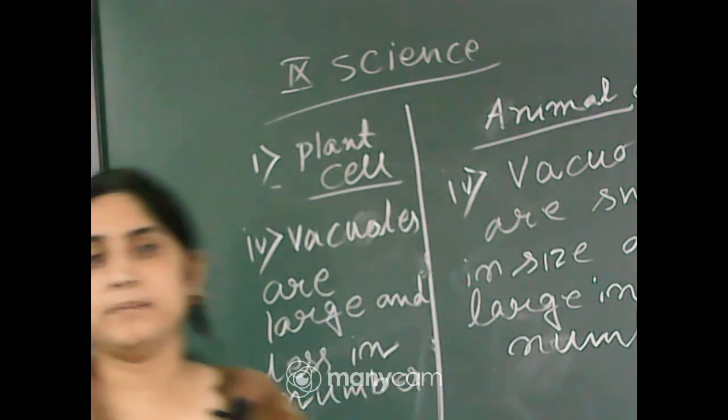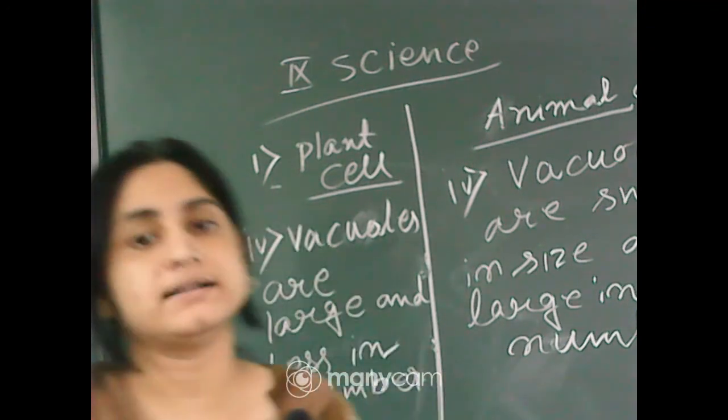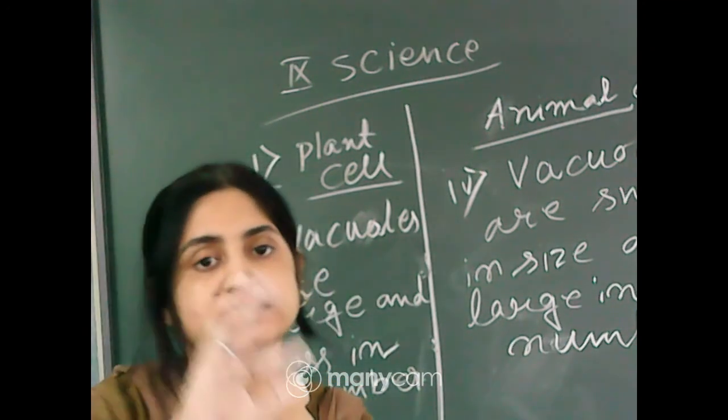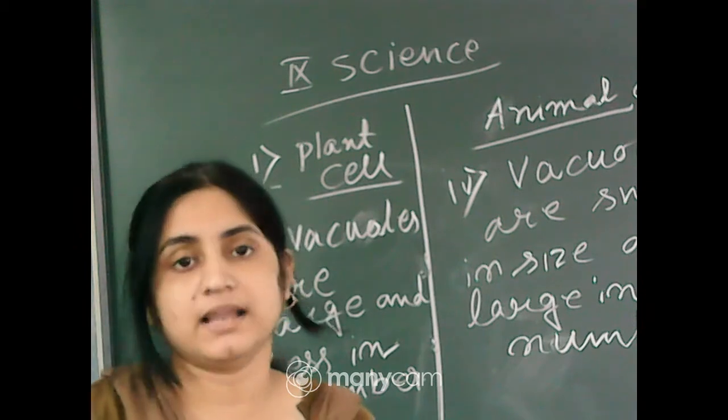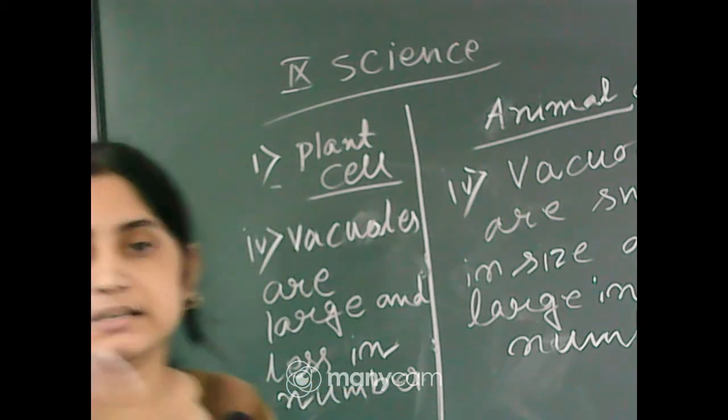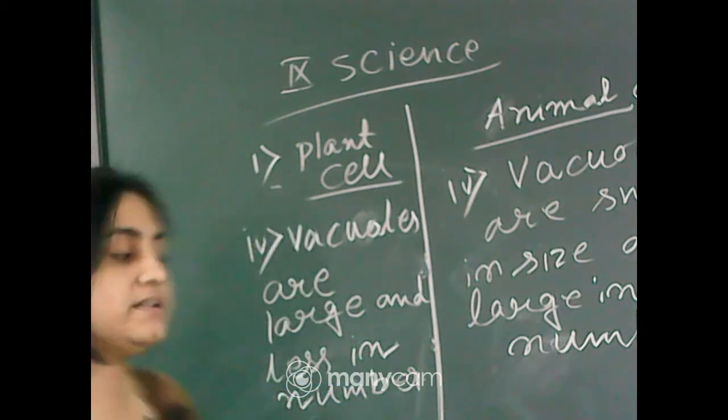Nucleus: in the plant cell, as the vacuoles are large, the nucleus is present just aside of the cell, but in the case of the animal cell, the nucleus is present at the center of the cell.